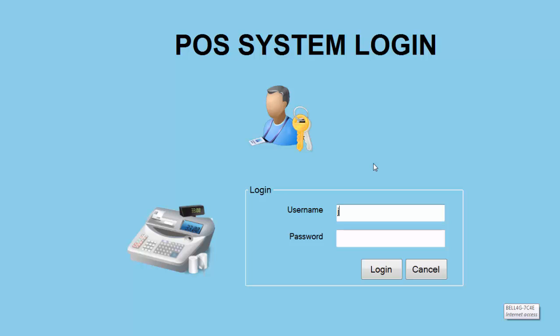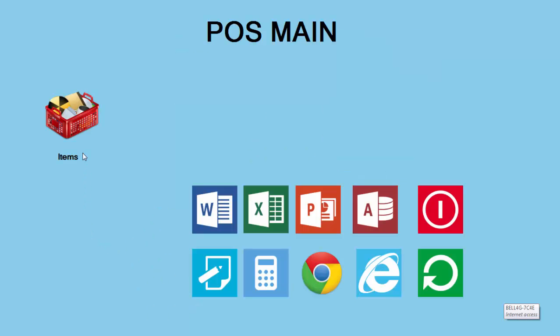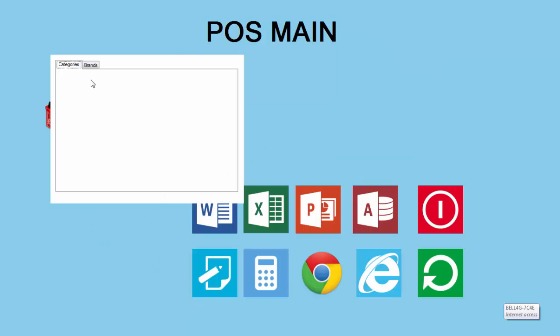First login. This will be the item. If you click on this, you can see it looks nice like this. Here you can add the category or brand if you want. You can add any category here, and here you can add the brands. Let me see how to add the category and brands.